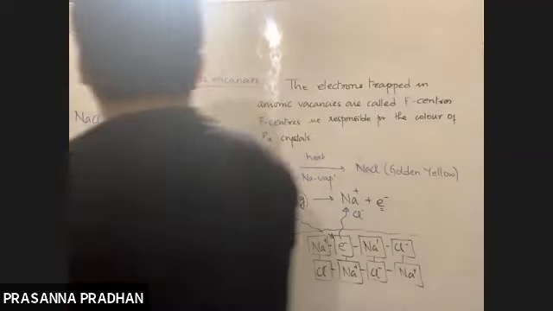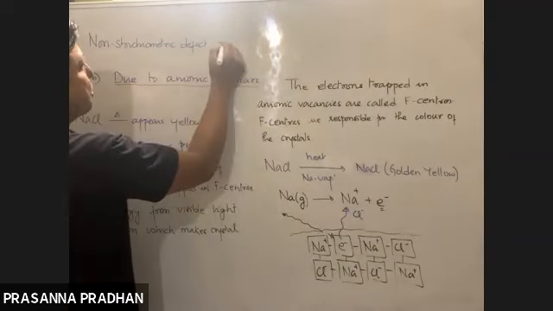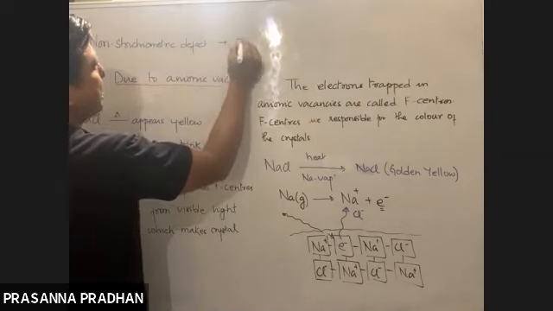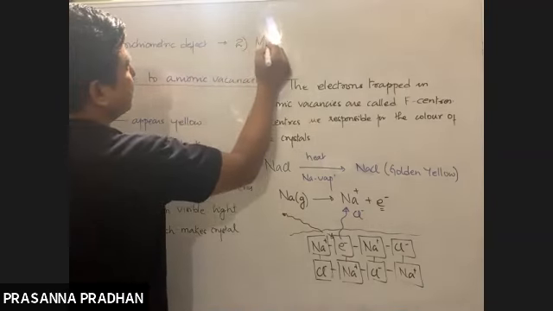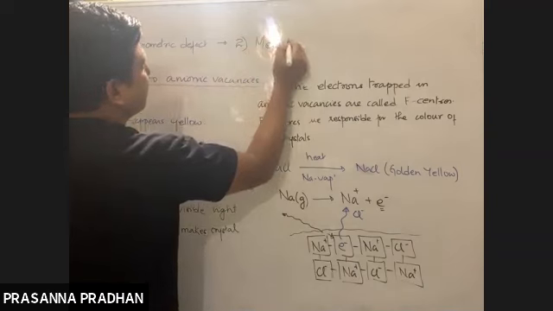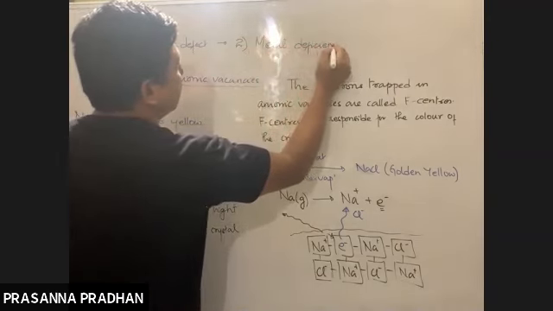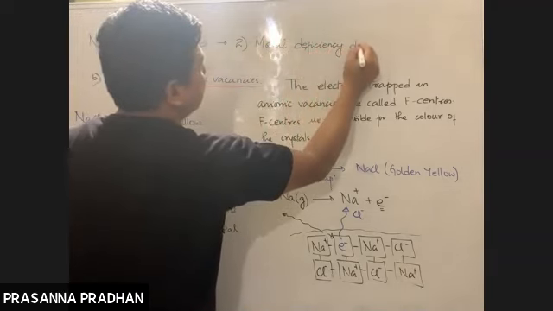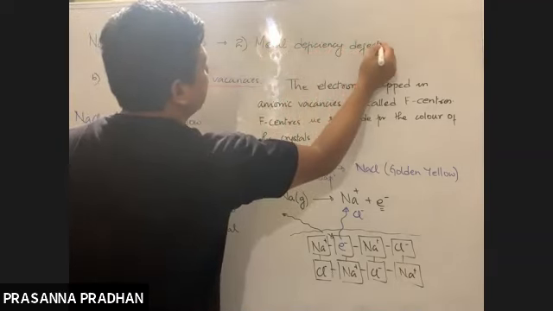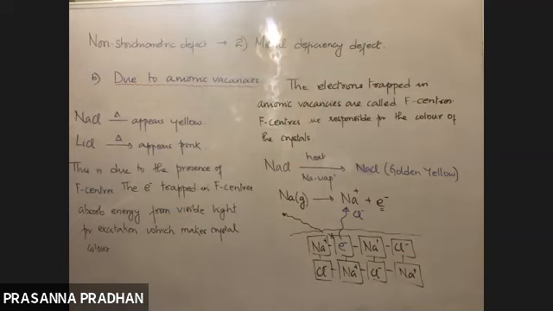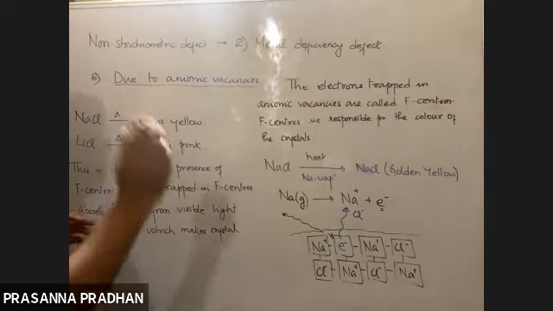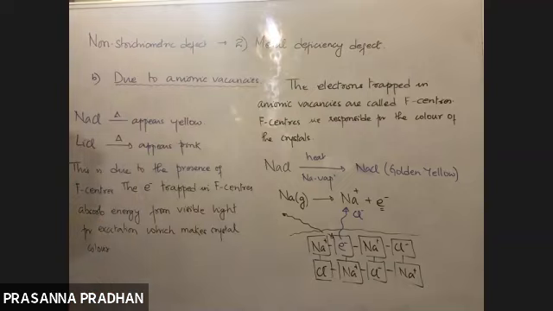So number 2 type of metal non-stoichiometric defect, number 2 type is here metal deficiency defect. चलो, metal deficiency defect. Now क्या होगा? The metal or the cations can be in lesser amount. Okay. So let us see again what are the two ways of metal deficiency defect.